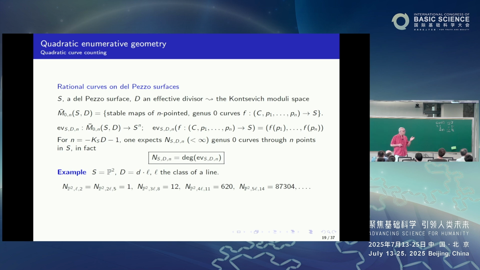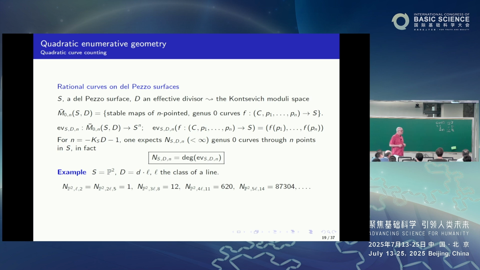And the number of points you choose is, you take D times the embedding, the ample bundle, minus K, that's the degree of D, minus 1. That's the right number of points. You fix minus K times D minus 1 points. You look at curves in the linear system, finitely many if the points are in general position, that should be rational. How many?